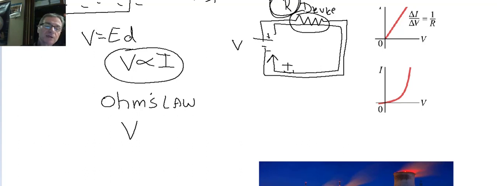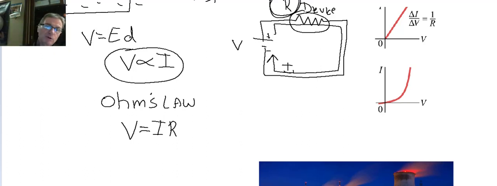The voltage in any part of a circuit, and it can be the circuit at large, the whole thing, or it can be one small part of the circuit, is equal to the current in that portion of the circuit times the resistance of that portion of the circuit. And the beauty of Ohm's law is it can be used for very small parts of the circuit, or it can be used for the entire circuit.